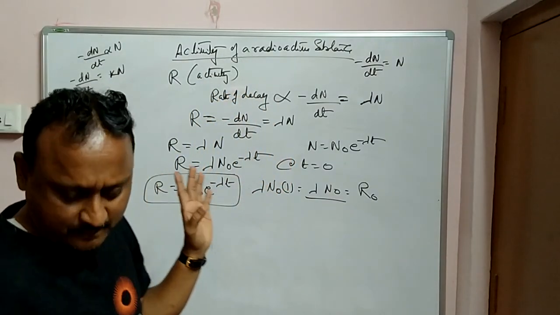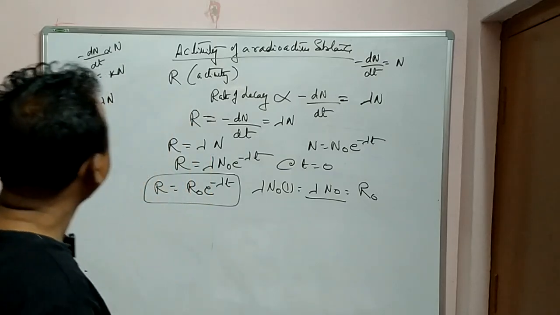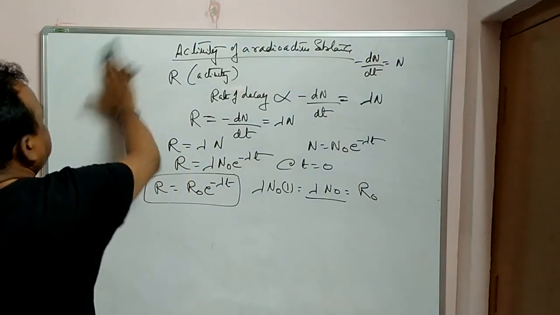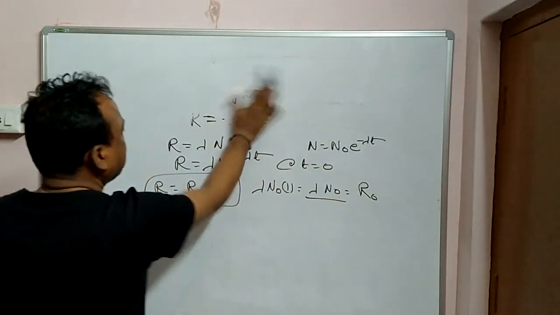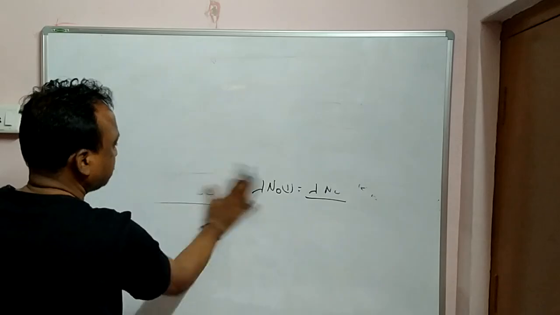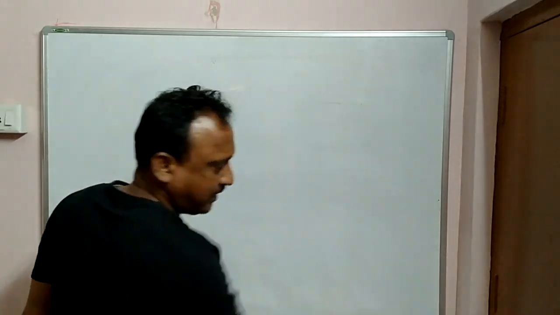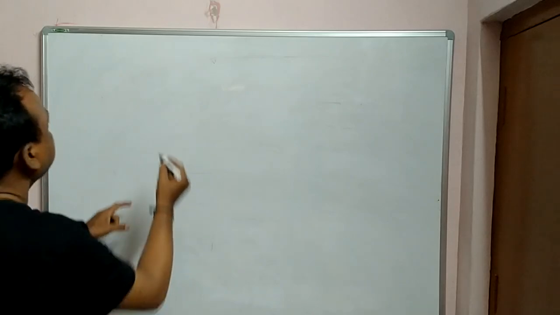Both are same. R0 into e power minus lambda t. Clear? Lambda is the decay constant, I told you. The units are second inverse, inverse of time: day inverse, year inverse, etc. Clear? Now we will try to write the units for activity or radioactivity.